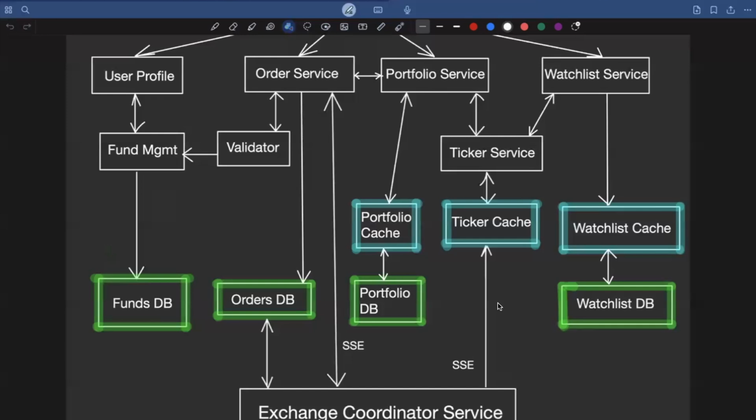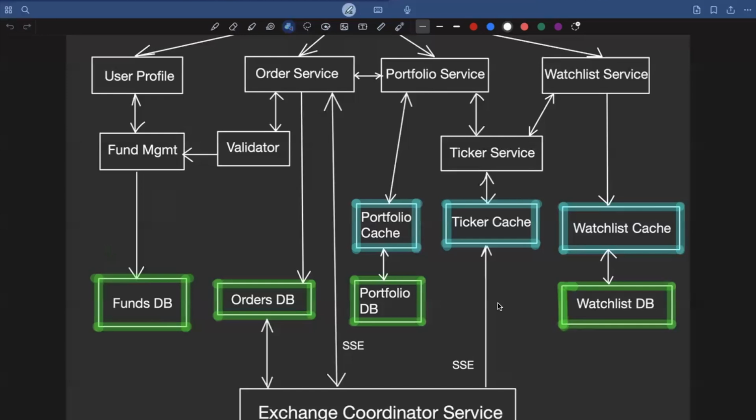So the portfolio DB can be a NoSQL DB. Cassandra should be good enough for the portfolio DB. We don't need a document DB, so Cassandra DB should be enough.